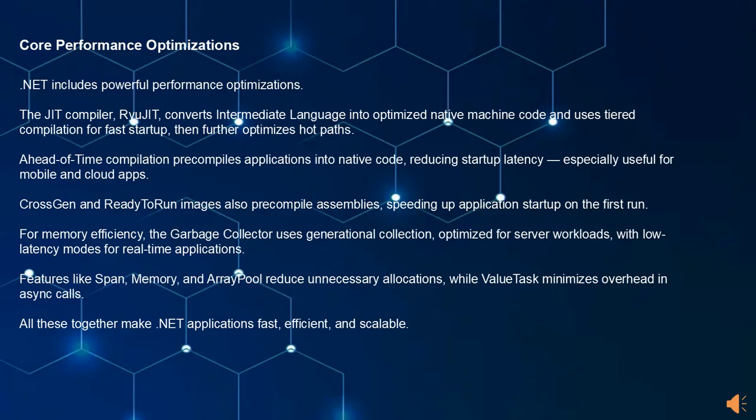For memory efficiency, the garbage collector uses generational collection, optimized for server workloads, with low-latency modes for real-time applications. Features like Span, Memory, and ArrayPool reduce unnecessary allocations, while ValueTask minimizes overhead in async calls. All these together make .NET applications fast, efficient, and scalable.